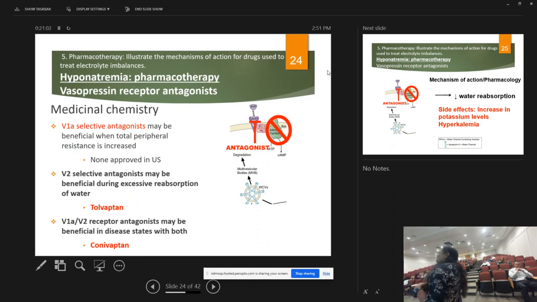First, let's take a look at the medicinal chemistry. This particular group is not approved in the US for treatment, but I just wanted to mention that V1A selective antagonists have been produced, and they are more beneficial when the total peripheral resistance is increased in your vessel. But no one has used that, so I don't think we should care about this group. Let's focus on the two other groups here: V2 selective antagonist and V1A selective antagonist.